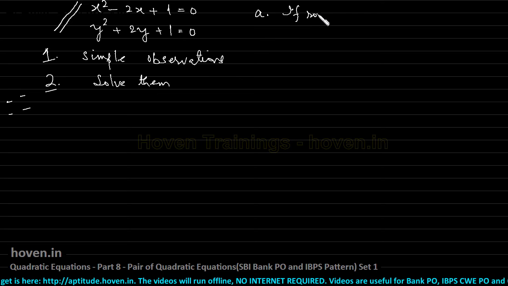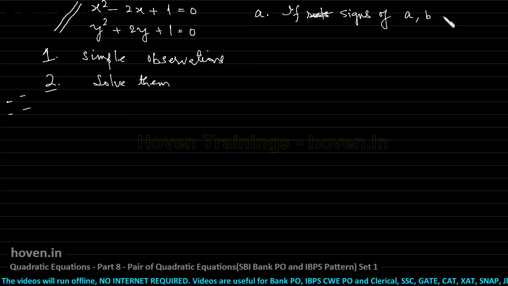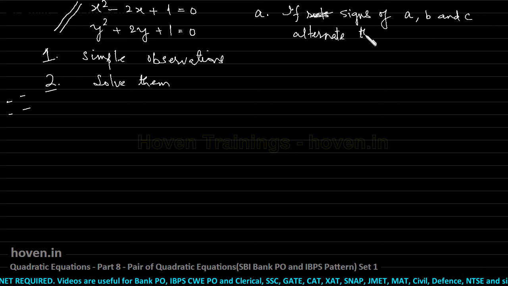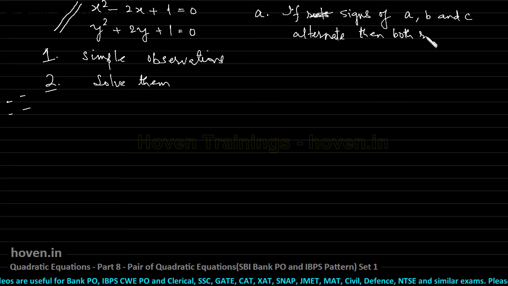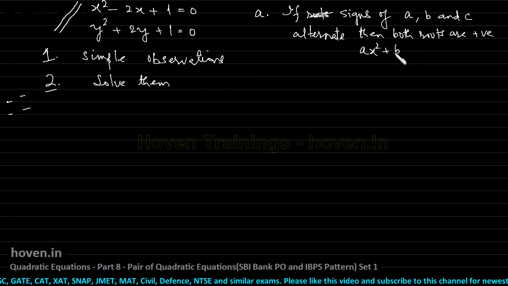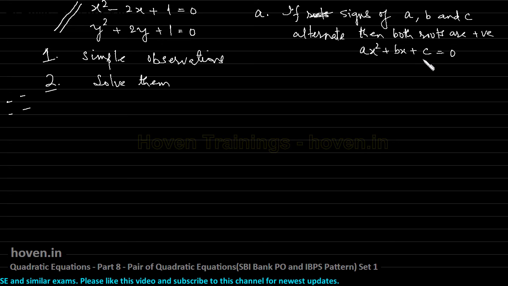If signs of A, B and C alternate, then both roots are positive. This is one observation that you should keep in mind. So if my equation is AX square plus BX plus C equal to 0 and I find that the sign of A is different from B and of B is different from C, then we will say that the signs of A, B and C alternate, they change from this to this. And in such a case, both roots will be positive.